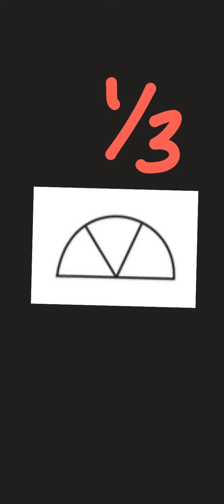In this shape, you can see there's a whole shape here, but it's already been split into 3 sections. So if I want to find 1/3, 1 out of 3, I would just shade in 1 of those 3 sections. Doesn't matter which one you shade in, just as long as you're showing you've got 1 out of 3.